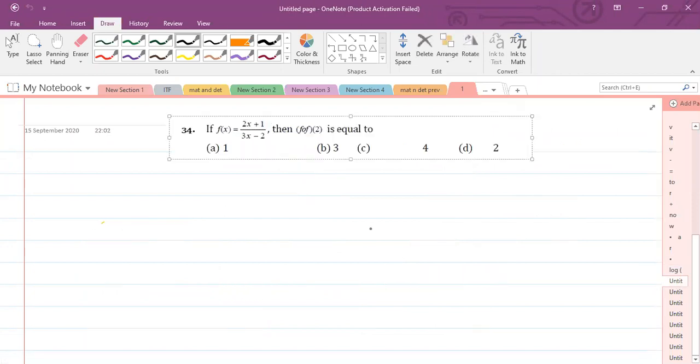Next problem. If f of x is equal to 2x plus 1 divided by 3x minus 2, then f o f of 2 is equal to?